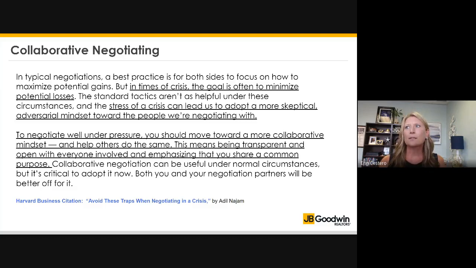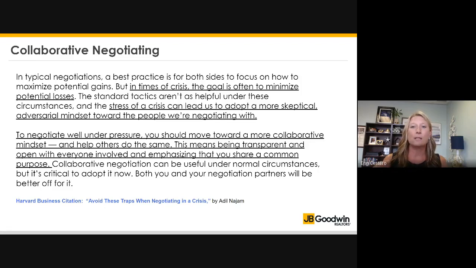The standard tactics aren't as helpful under these circumstances, and the stress of a crisis can lead us to adopt a more skeptical or adversarial mindset towards the people we're negotiating with. To negotiate well under pressure, you should move toward a more collaborative mindset. So bringing our clients back, which can be challenging constantly, is a goal here. Help others do the same.